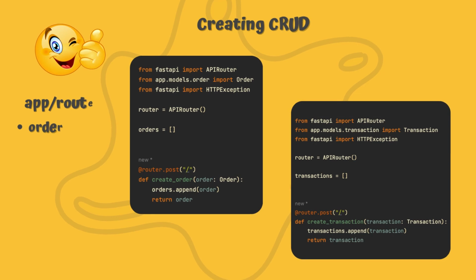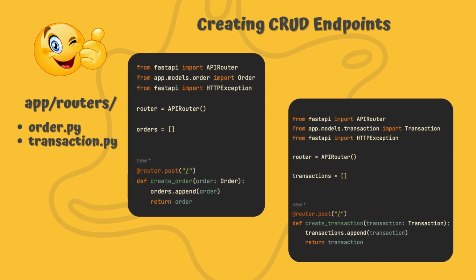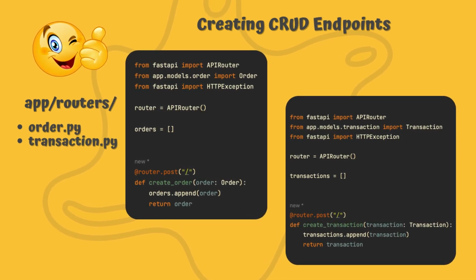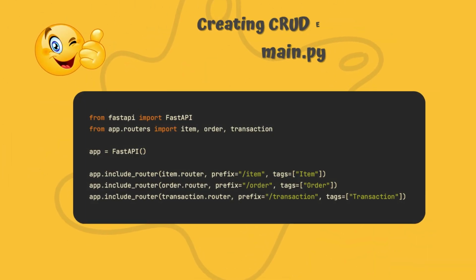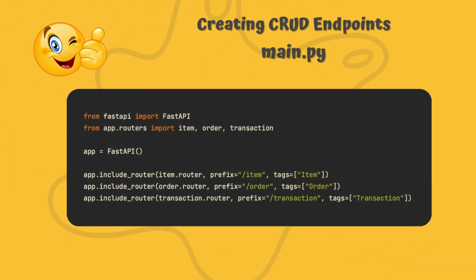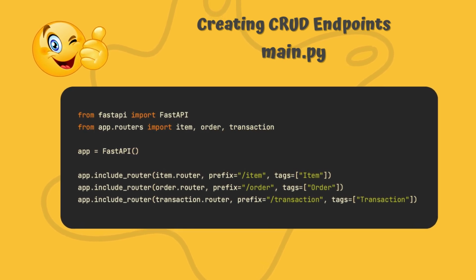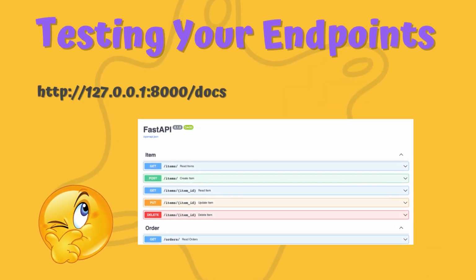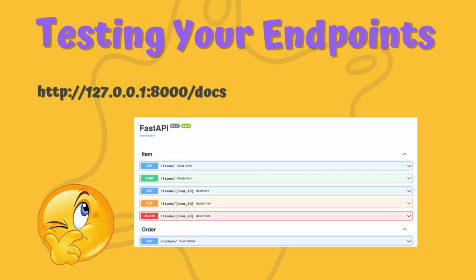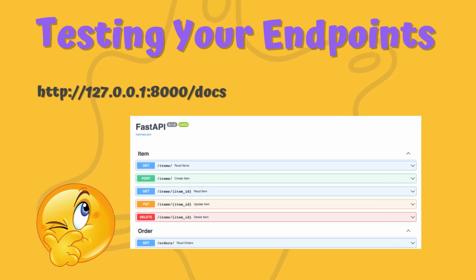Repeat this process to create routers for orders and transactions, defining the necessary CRUD operations for each entity. Once you have created your routers, don't forget to include them in your main FastAPI application using the include_router method. Step 6. Let's test our endpoints using FastAPI's automatic interactive API documentation. Navigate to localhost port 8000 slash docs to test your endpoints.